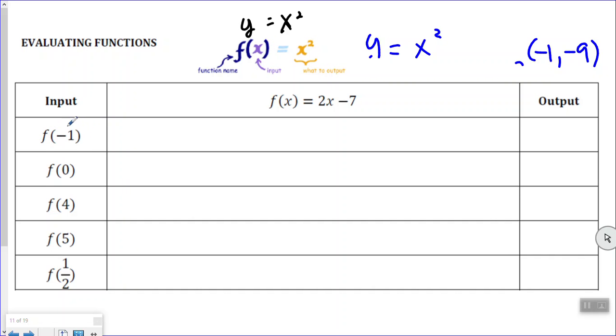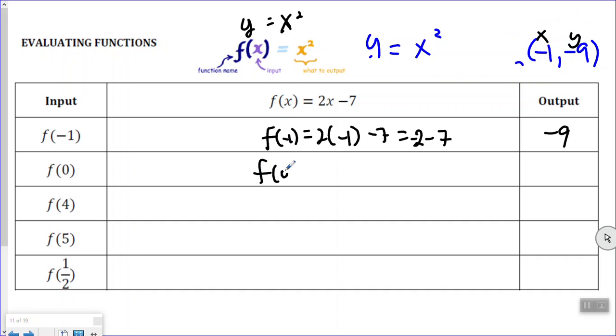If the input is -1, you plug -1 in for x. So 2 times -1 is -2, minus 7 is -9. That's your output. How do you write this as an ordered pair? It's (-1, -9), because this is x, this is y: input, output, x, y. When your input is 0, it's 2 times 0 minus 7.